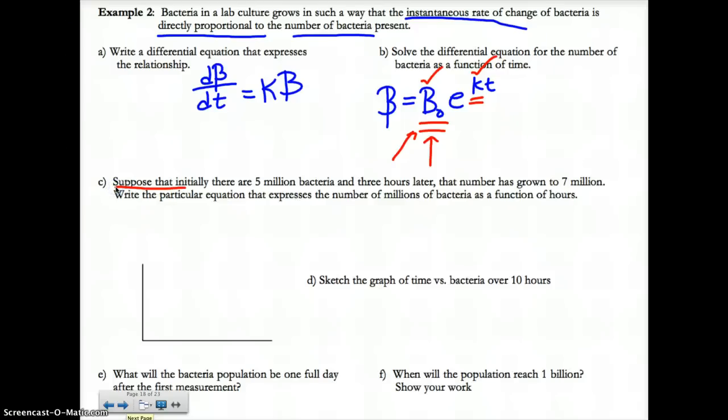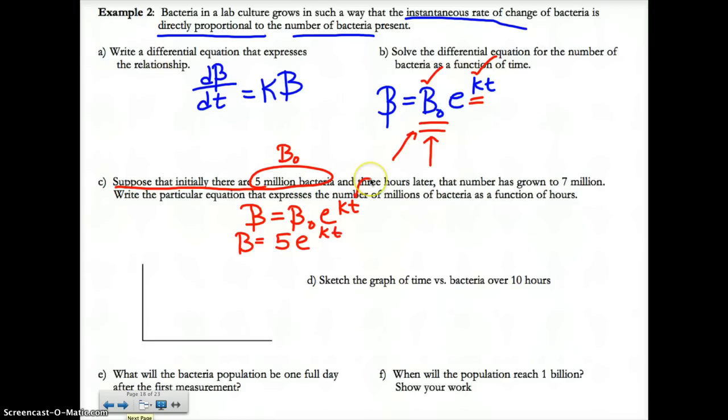Right away here it says, initially there were 5 billion bacteria. Well, that's my amount of bacteria at time 0. All right, so let's go set this up. Write a particular equation that expresses the number of millions of bacteria as a function of hours. So here's my particular solution. I've got B is equal to the amount I started with, e to the kt. That's my model. I also know that I started at 5 million, so I'm just going to put that in. If I put in a 0 for t, I get a 1, I get 5 when I plug that in.